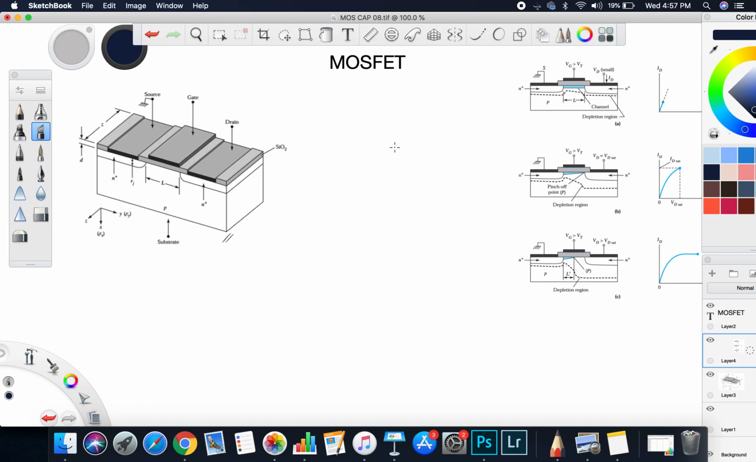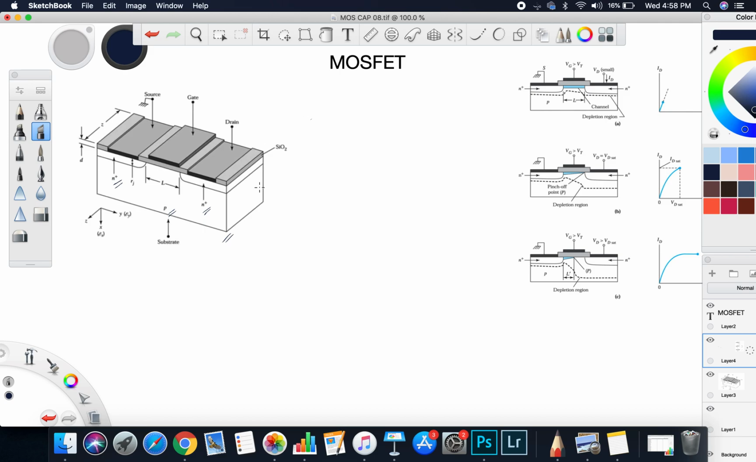It is a 4-terminal device consisting of a P-type substrate in which two N plus regions, the source and the drain, are formed. Now, the metal plate on the oxide is called the gate. Heavily doped polysilicon, or a combination of a silicide such as tungsten silicide and polysilicon, can be used as the gate electrode. Now, the fourth terminal, which is not shown in this figure, is an ohmic contact to the substrate.